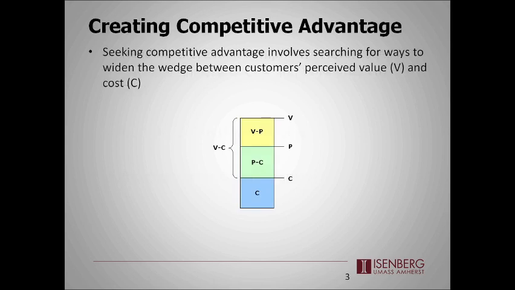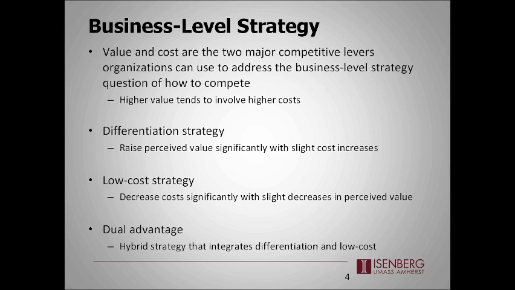At the end of Lecture 1, we said that strategy is fundamentally about trying to create a competitive advantage. And competitive advantage involves driving a higher wedge between V, customers' perceived value or willingness to pay, and C, costs, than competitors. And we can think of value and cost as the two major competitive levers that firms have at their disposal in formulating and implementing a business level strategy. Raising perceived value generally, but not always, involves raising costs to some extent.